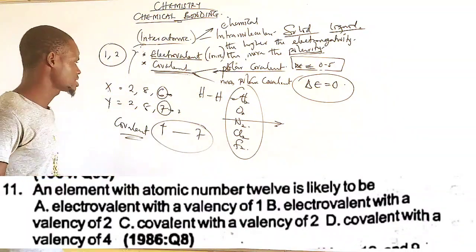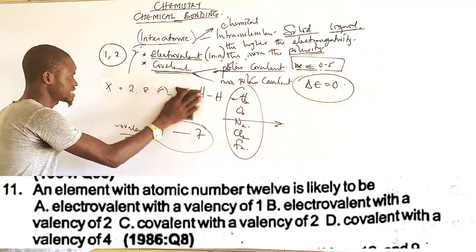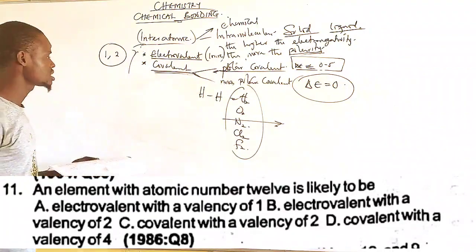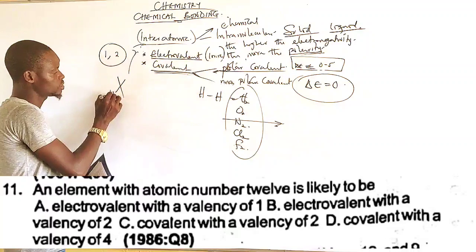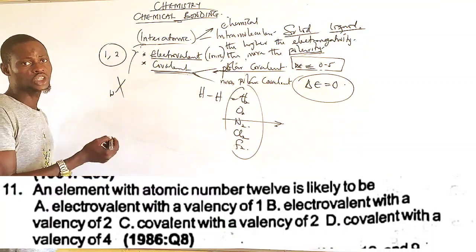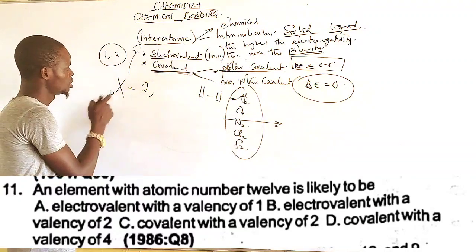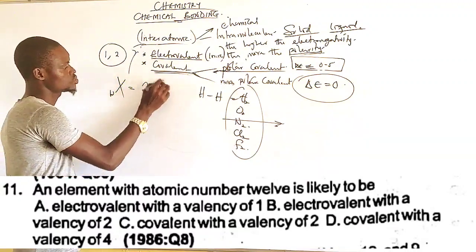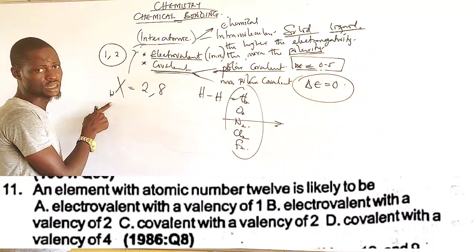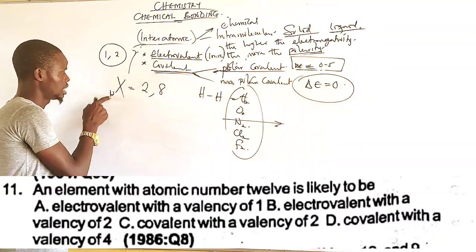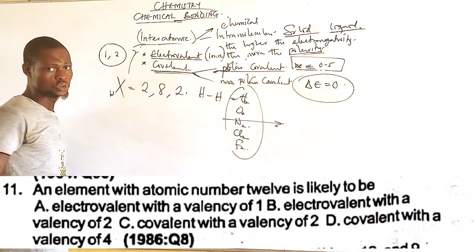Atomic number of the element is 12. If you want to know the answer to that, the only thing you can do is write the electronic configuration of the element. Using the shell method, 2 is complete. Remove 8 again: 2, 8. How many electrons are left? This is 10, so I put the remaining 2 electrons there: 2, 8, 2.